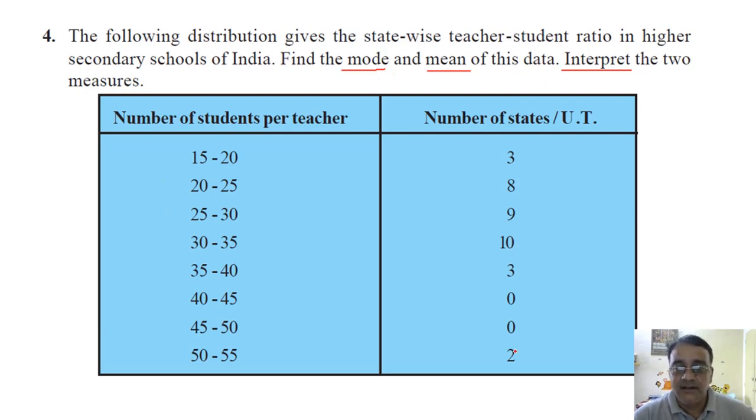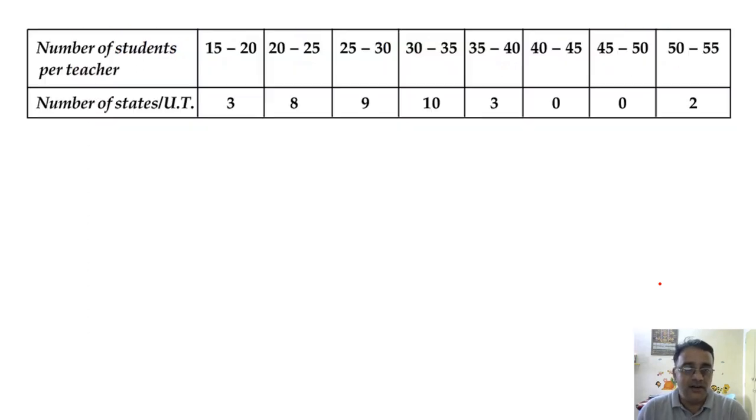So again, in the next slide, I will not be able to see this table. So I have to draw the rough table. So this is my rough table, and which is the highest frequency here? 10. 10. 10. So this will be F1, and before F1 is F0, after F1 is F2. And the class with the highest frequency is the model class, 30 to 35.